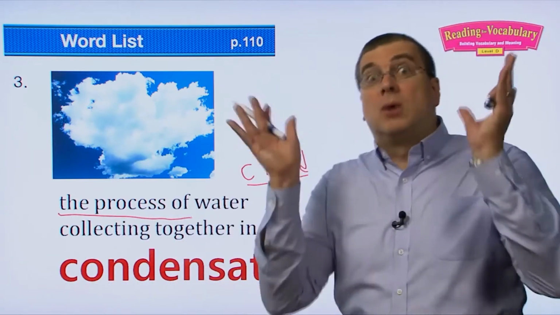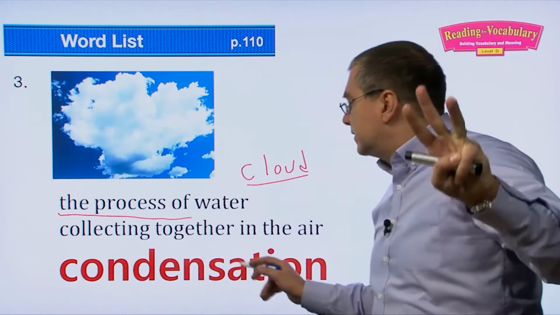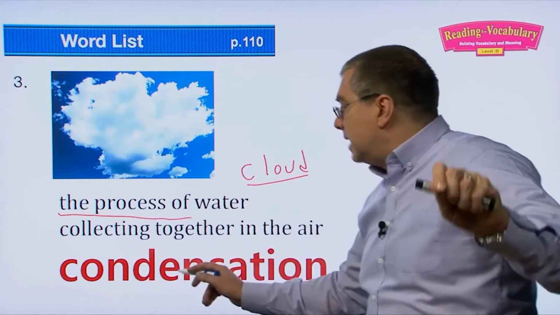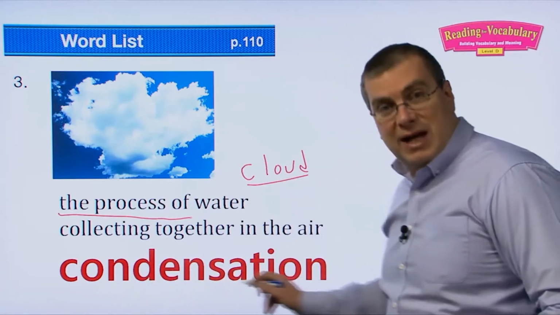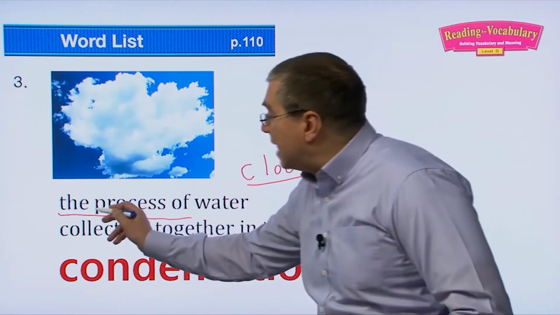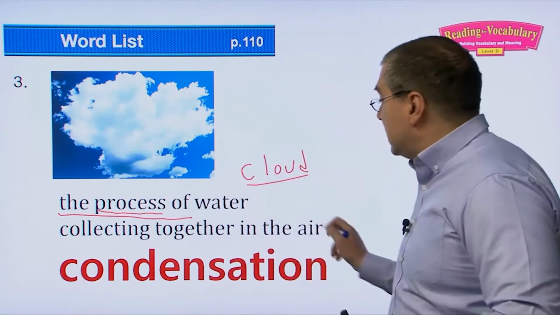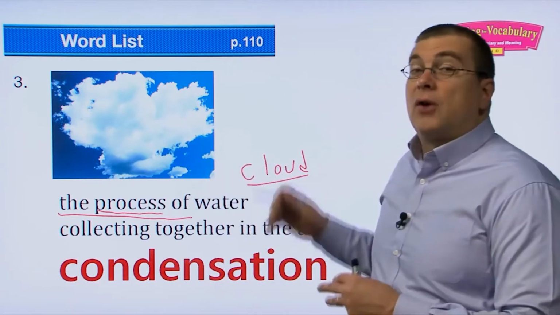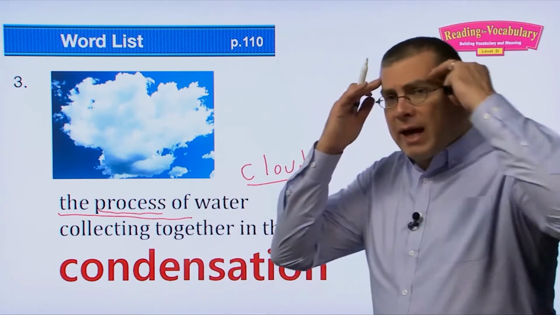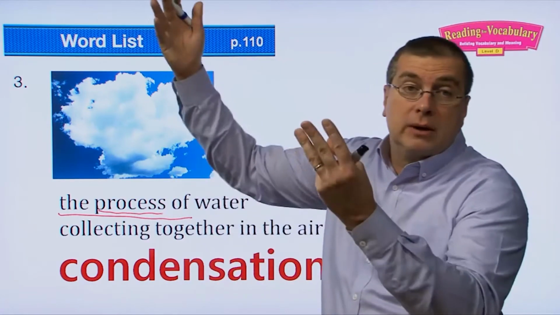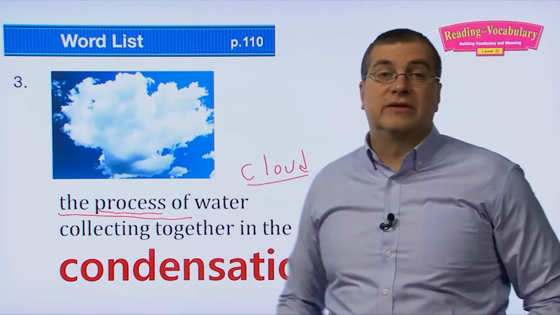condensation. Oh, big words in this lesson, right? So let's do this slowly. Condensation. Condensation. Faster. Condensation. Condensation. Okay, so condensation is a process. It's the process of water collecting together in the air. And clouds are formed because of condensation. So if you think, how do clouds appear in the sky? It's because of condensation. So condensation is the process.